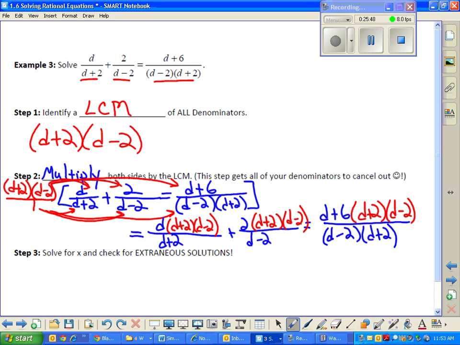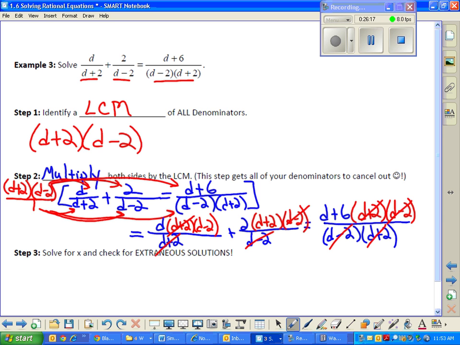Okay, now, my favorite part, you get to cancel. Anybody tell me what cancels in that first fraction there? Good, Tessa. Second fraction? D minus 2. Notice the denominators are what always disappears. That's the idea of this method. The denominators go away. And then, oh, this one's awesome. Do you see what cancels? Yeah.